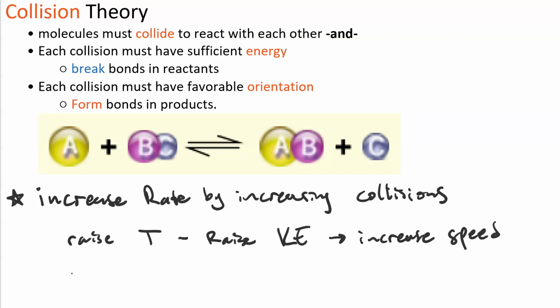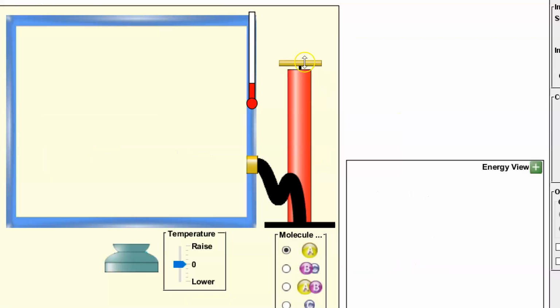Another thing we could do is raising the concentration. The more molecules there are in the container, the higher the concentration is, the more likely they are to collide with each other. Let's go back to the simulation. So I'm going to pump one pump of A atoms in there. That puts 3 atoms in. We'll do the same thing with the BC molecules. So we've got 3 of each.